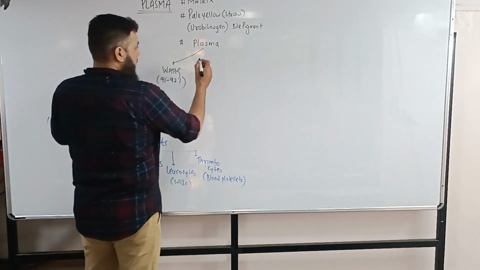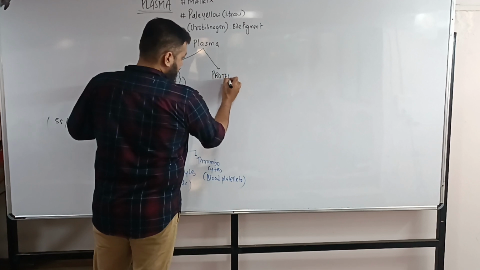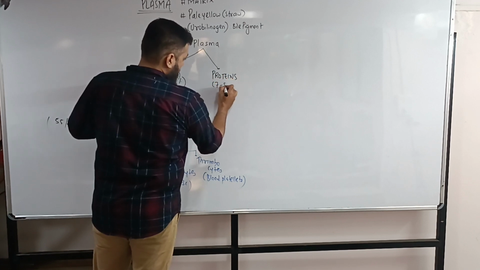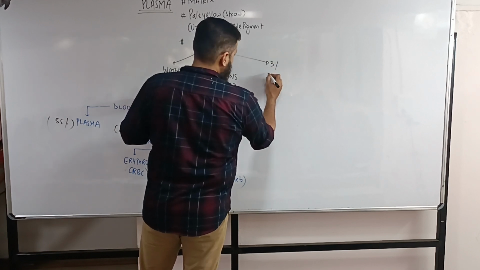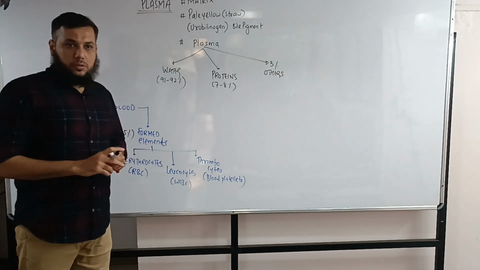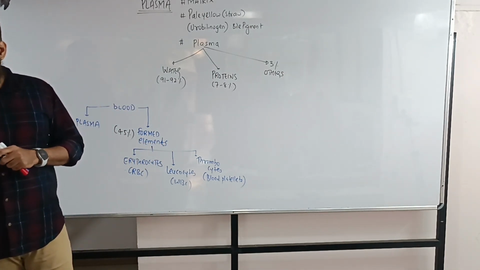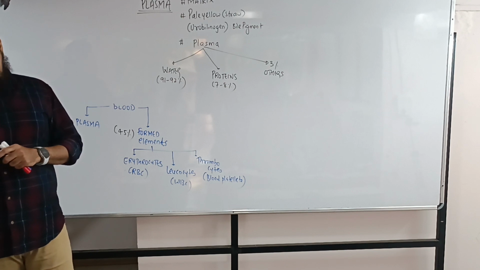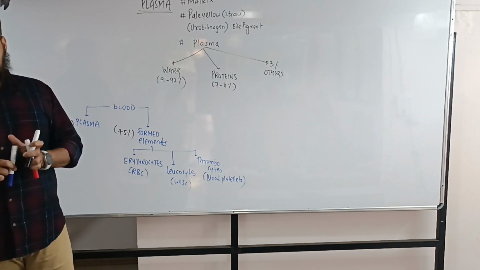The rest, 7 to 8% of your plasma, is protein. And 3% of your plasma is other substances, which includes electrolytes, gases, wastes, regulatory substances, other organic molecules.